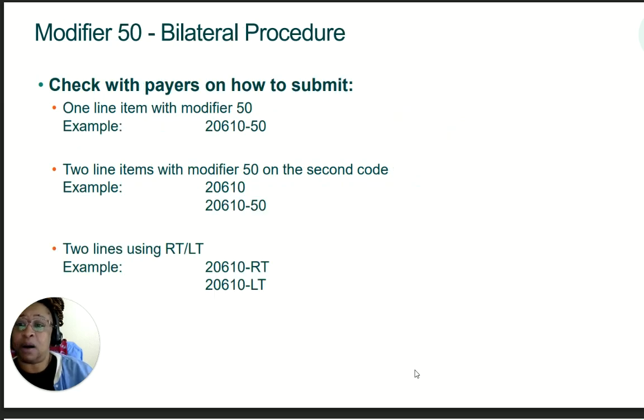Bilateral. Check the payer on how to submit. Line 1 could be a 50 modifier, for example, on that particular code, and line 2 with the modifier 50 on the second one. Or the insurance could want RT and LT, but always find out with your payer what they want so that you can bill it correctly the first time. Some take it with the 50 modifier on one code, some want just a primary code and then the secondary with a 50 modifier, and some want the RT or LT to indicate bilateral. Always check.